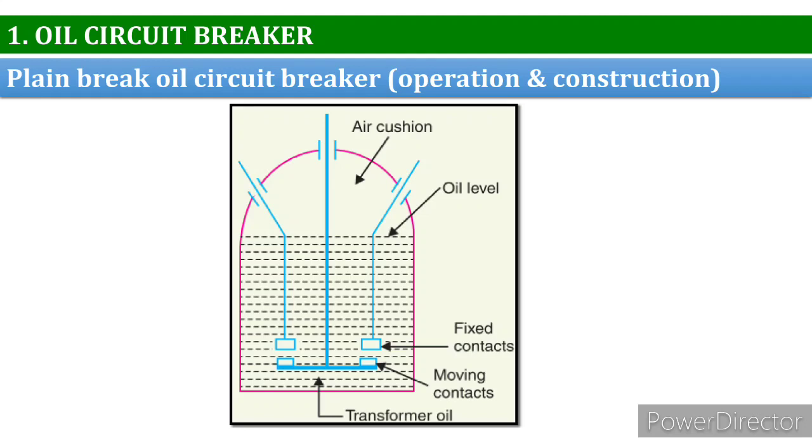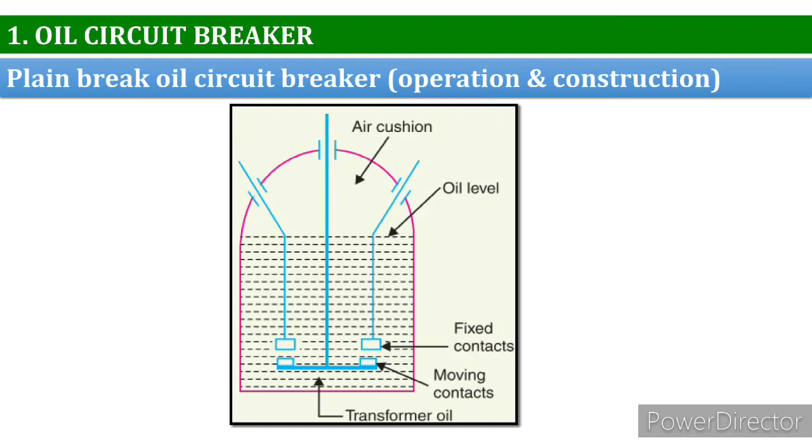In the plain break oil circuit breaker, we will discuss its operation and construction. As you can see from the figure, it consists of fixed and moving contacts enclosed in a strong weather tight earthed tank, and you can also see the oil level in it.